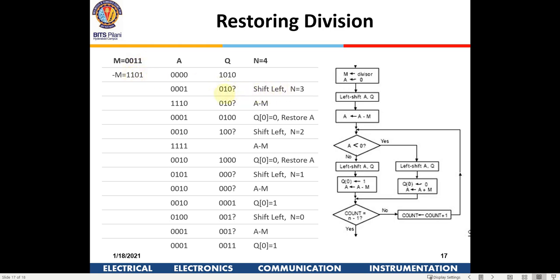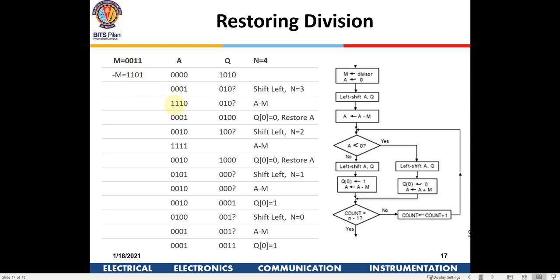First thing we did is a shift left operation. When we are doing a shift left operation, we don't know what the last bit is going to be, so we just put a question mark there. Once we have done the shift left operation, we are going to do A minus M. Minus M is this, so we are adding it, and once we add, we get this number.